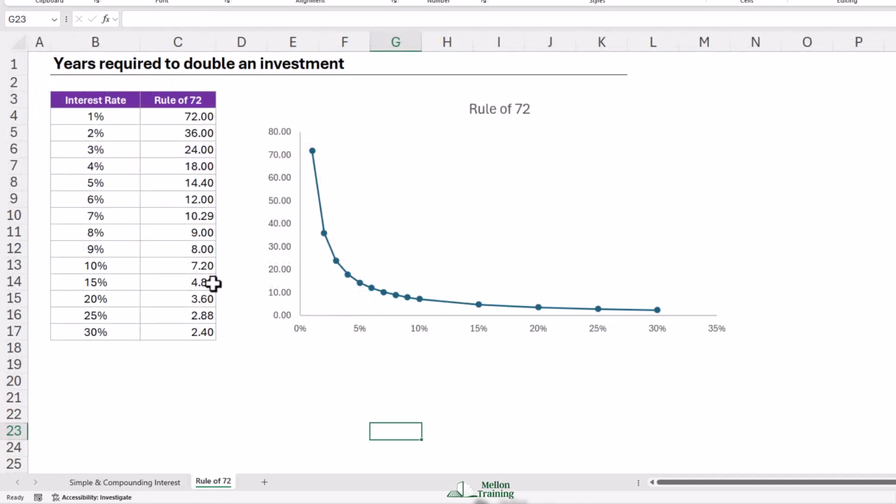If we look here in Excel, what we're going to see is that if your interest rate is 2% per year, it's going to take you 36 years. At 10%, it's going to take you 7.2 years. And at 30%, we're going to have it happening at a little bit under 2.5 years.